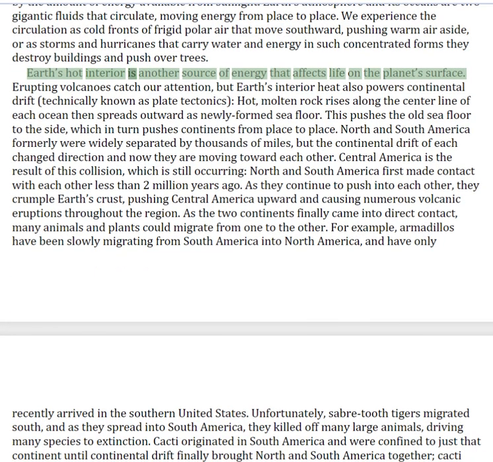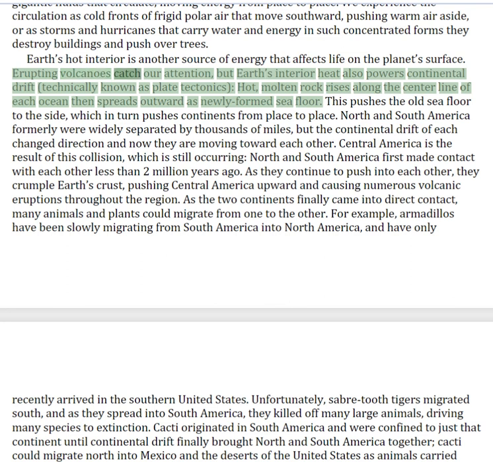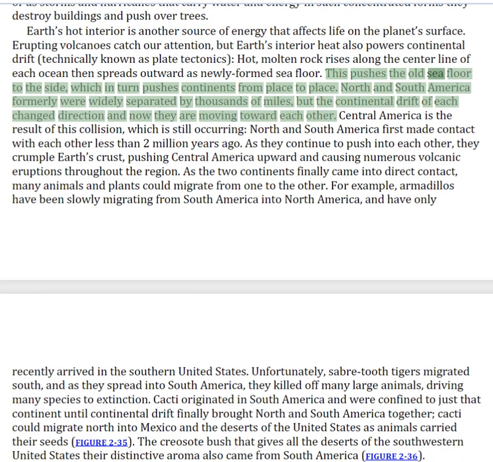Earth's hot interior is another source of energy that affects life on the planet's surface. Erupting volcanoes catch our attention, but Earth's interior heat also powers continental drift. Hot, molten rock rises along the center line of each ocean then spreads outward as newly formed sea floor. This pushes the old sea floor to the side, which in turn pushes continents from place to place.